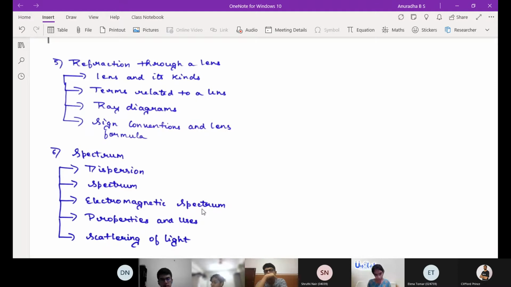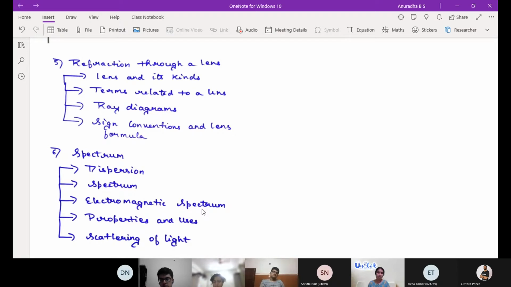And you had learned about one formula, right? For spherical mirror, you had one formula, 1 by f is equal to 1 by u plus 1 by v. Am I right? What is u? u is object distance and v is image distance. You're supposed to know that also. So sign conventions are very important.